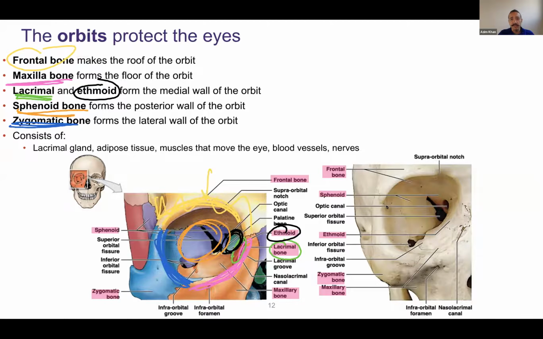The word zygo, like zygote, we learned about the zygote, that's a fusion of an egg and sperm. Zygomatic, zygote means to yoke, to bring it together. The zygomatic bone is bringing together your temporal bone of your cranium to your facial bones. It's linking together your face to your cranium, zygomatic.